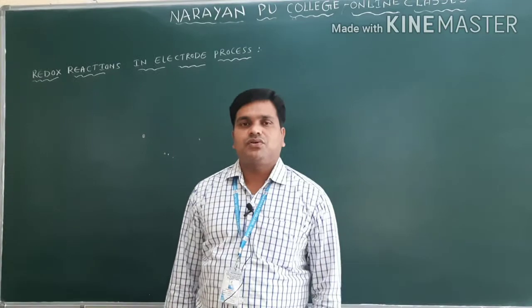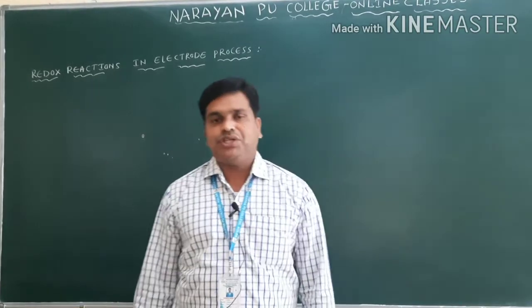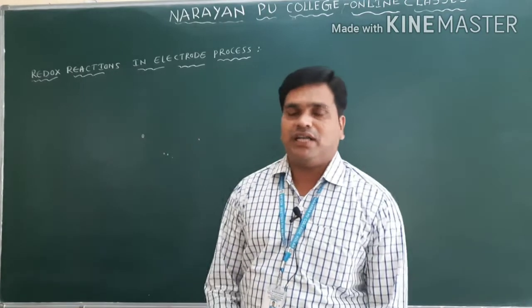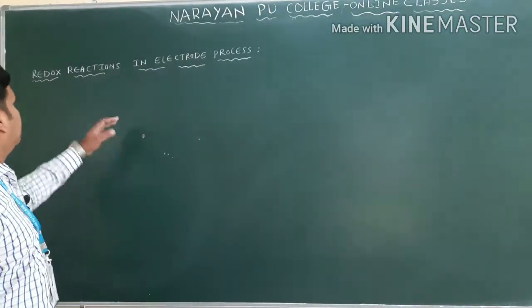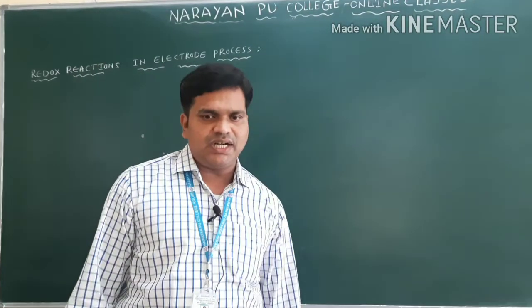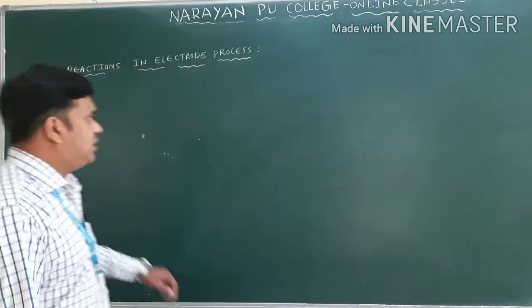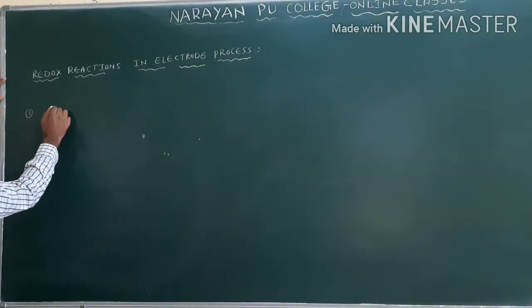So in the previous episode, we already completed balancing of redox reactions by using the half reaction method or ion electron method. In today's episode, we will discuss redox reactions in electrode process only. Redox reactions in what? Electrode process. So here we have to know the types of cells only. We have two types of cells.